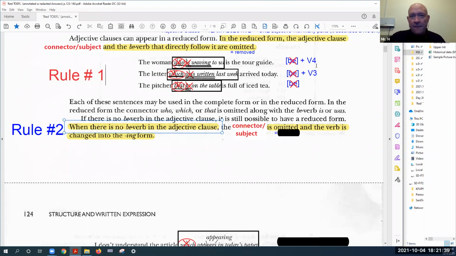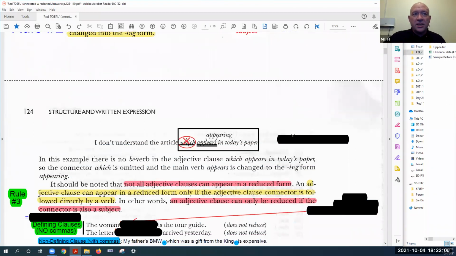Now, again, make sure it's important that it's not just a connector, but it's a connector subject. Asil, what is this word omitted? Delete. Remove. Okay, removed.